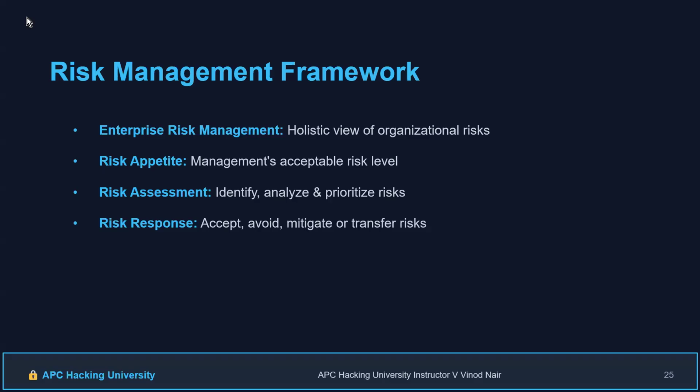Sorry, in the risk management framework, okay. Asta and Ashwini, can you tell me what do you think about the risk management framework?